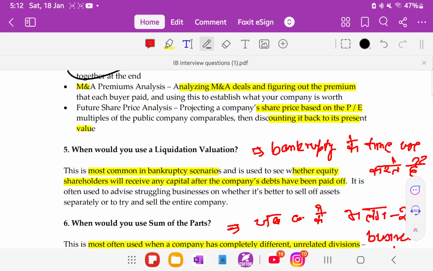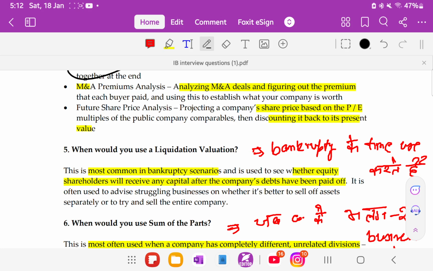When do you use a liquidation value, and how do you get the most benefit from it? This is most common in a bankruptcy scenario, used to see whether equity shareholders will receive any capital after the company's debt has been paid off. It is also often used to advise a struggling business on whether it's better to sell off the assets separately or try to sell the entire company.